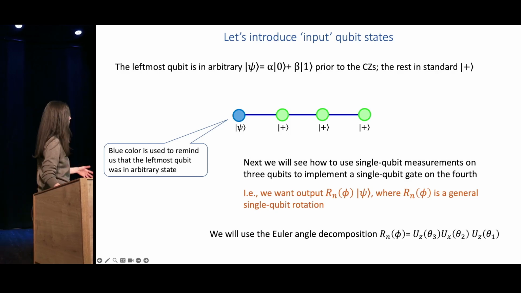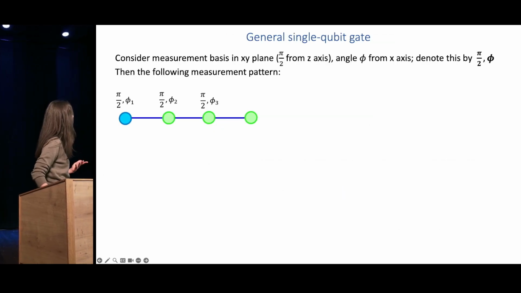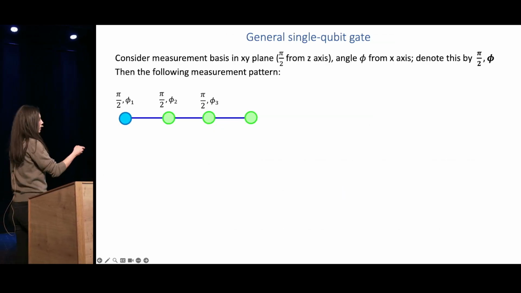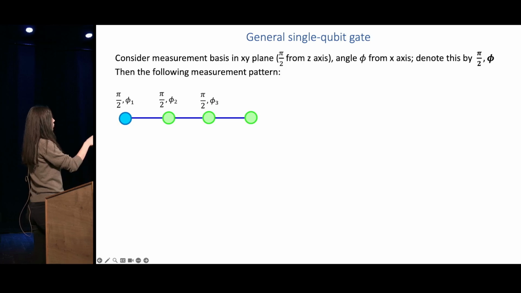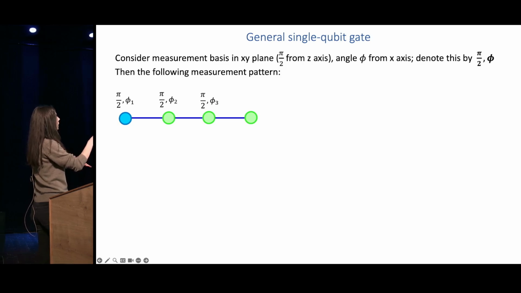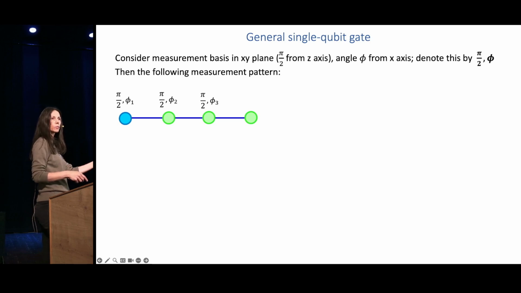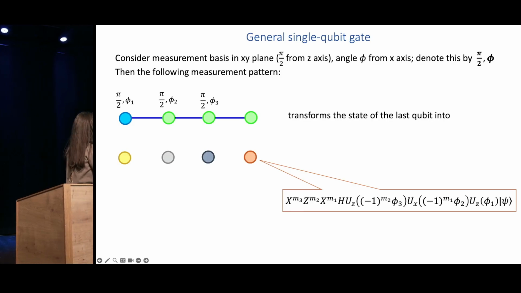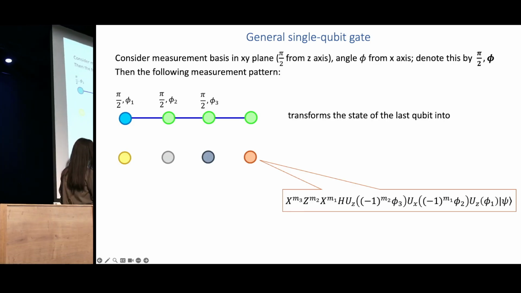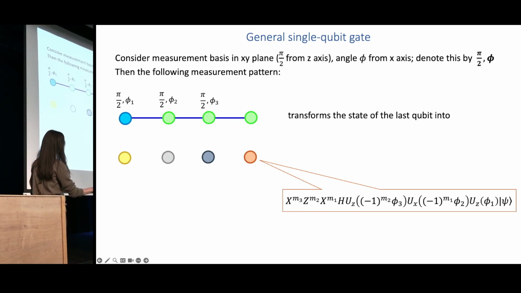And you can use Euler decomposition. This is a little bit detailed. I'm not going to go too much into this, but there exists a recipe where it tells you this notation says measure in the equator. That's what pi half means. Phi 1, phi 2, phi 3 means where in the equator I am. So if you combine all this, make these measurements, the last qubit is left in this state.